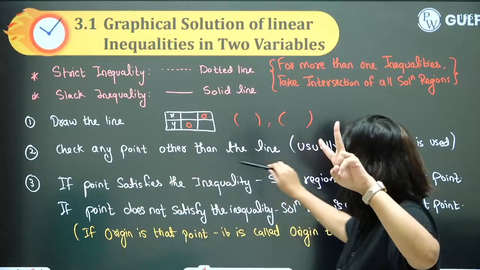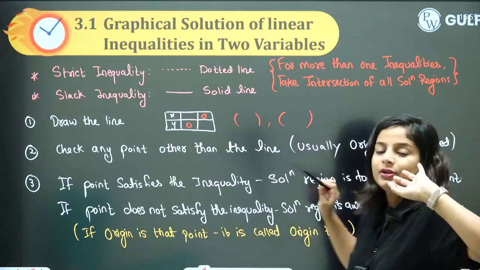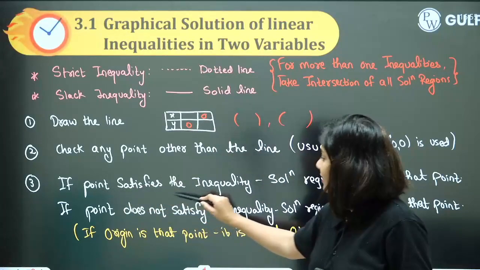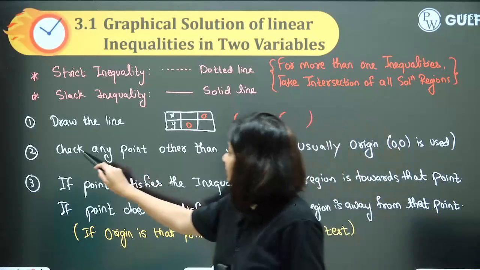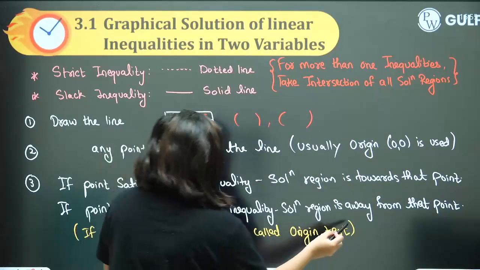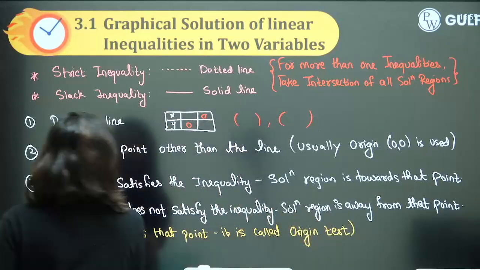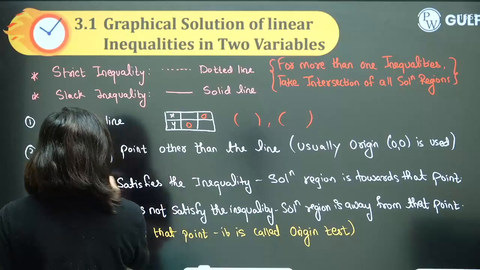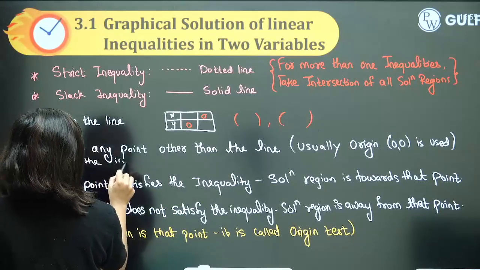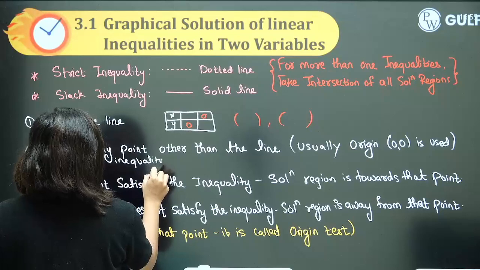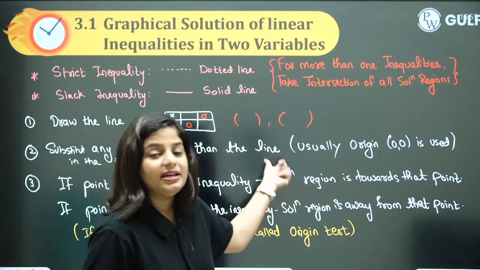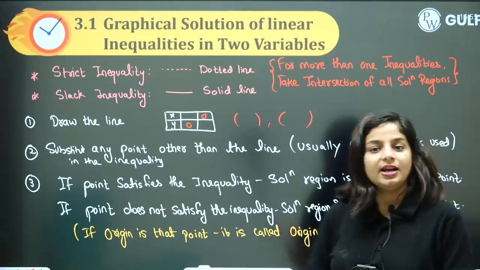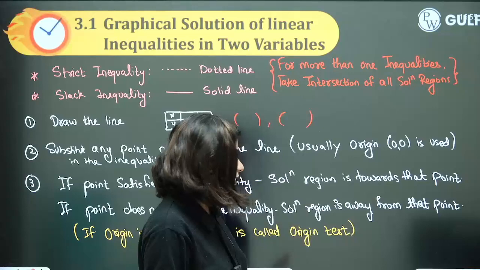Next, you will check any point other than the line. Let me reframe my sentence. You have to substitute any point other than the line in the inequality. If the point satisfies the inequality, the solution region is towards that point, and if the point does not satisfy the inequality, the solution region is away from that point.